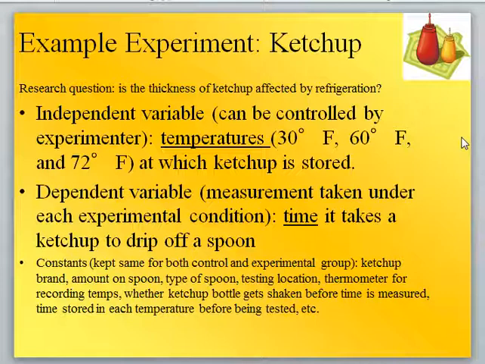So the researcher decided that they would measure the amount of time that it takes the ketchup to drip off a spoon, assuming that the thicker it is, the longer it will take to drip off the spoon. And then the constants that are in both groups would be things like the brand of ketchup, the amount they use on the spoon, the type of spoon, the testing location, the thermometer for recording the temperatures, whether the ketchup bottle gets shaken before the time is measured, and so on.